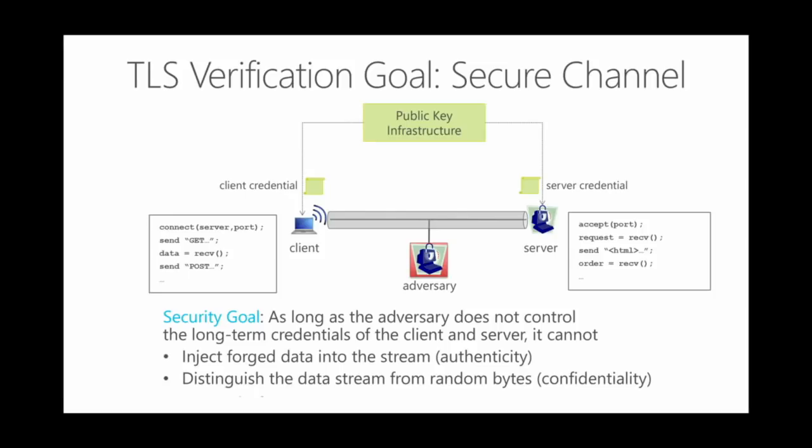With these tools, we aim to build TLS and protocols like it. And for TLS, the main security goal is to show that TLS establishes a secure channel, meaning that you get a channel between the endpoints that is authentic, meaning that an adversary cannot inject forged data into the stream, and is confidential, meaning that an adversary cannot distinguish between the communication of random bytes and a secret on the stream.